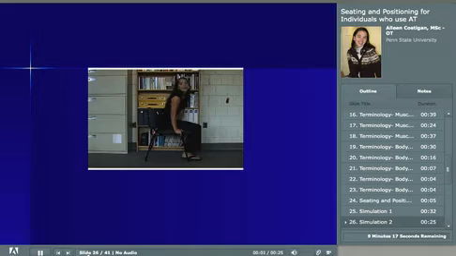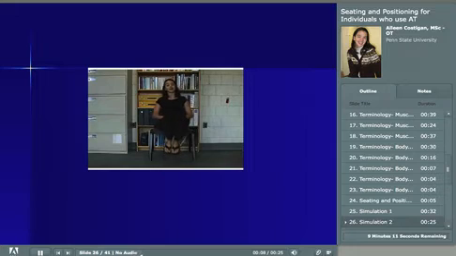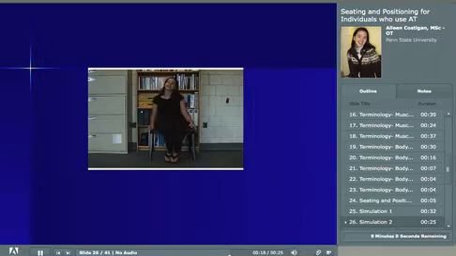Try the second step. Assume the same position, hands in your lap and feet up, and lean far over to one side. Hold this position. Do you feel safe and stable? Again, I'm guessing that the answer is probably no. So the second goal of seating and positioning is to ensure safety and stability.